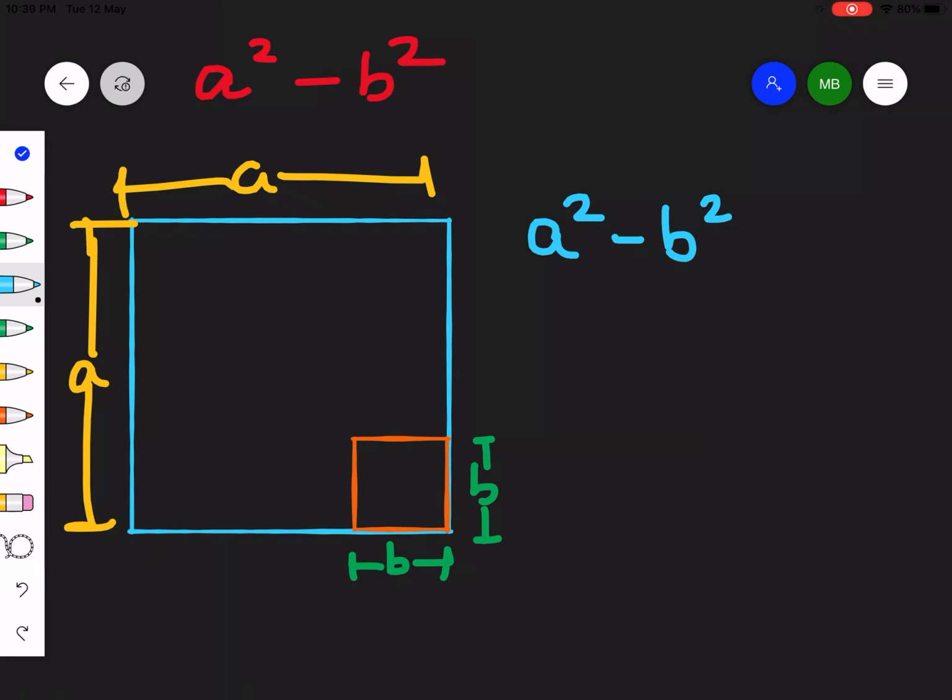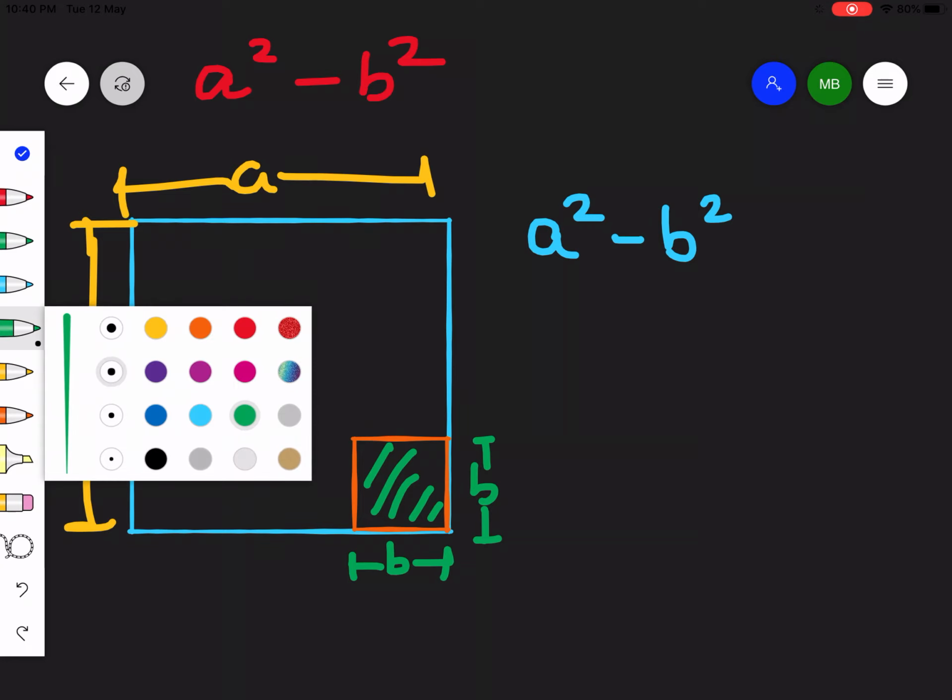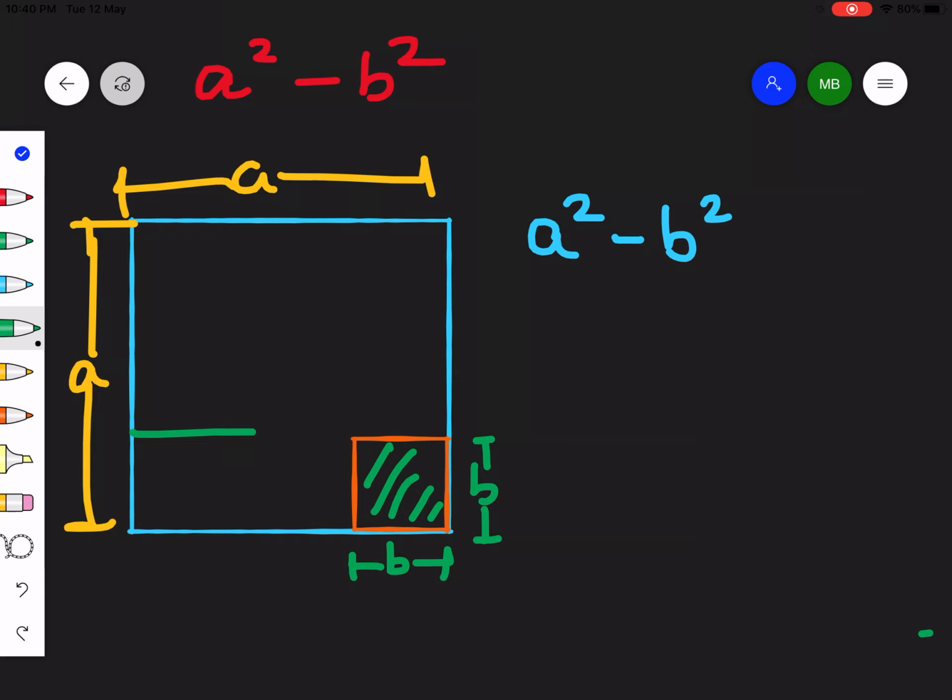So now after taking away this small square, what are we left with? Let's have a look at this. The remaining area can be divided into two rectangles. If I draw a line from here, then this remaining area is divided into two rectangles. Let me try to put it a little straight.